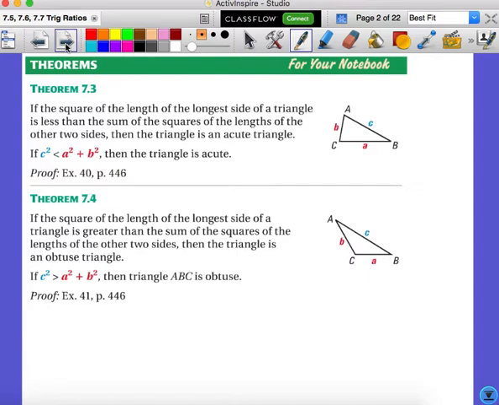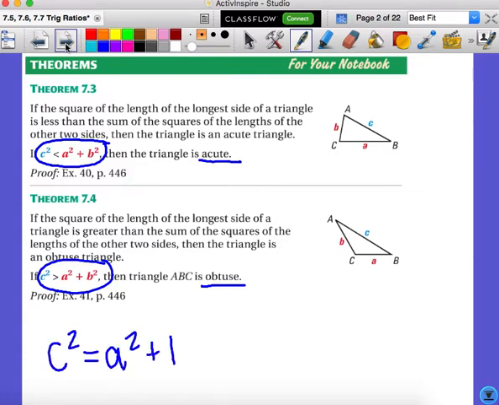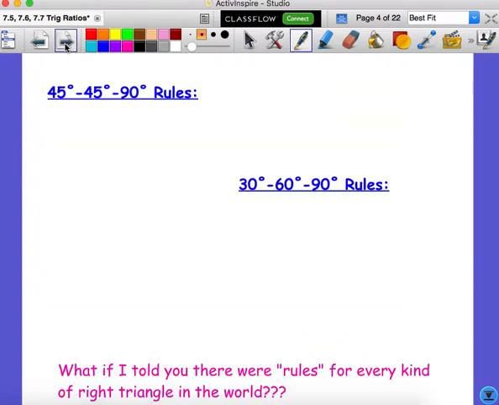Another reminder here, if c squared is less than a squared plus b squared, then the triangle is acute. So remember that c value is always your biggest number. And if c squared is greater than a squared plus b squared, the triangle is obtuse. Final reminder, we already know if c squared is equal to a squared plus b squared, that is a right triangle. So just a reminder from the previous lesson's notes from back when we talked about the Pythagorean theorem, just some little review reminders.